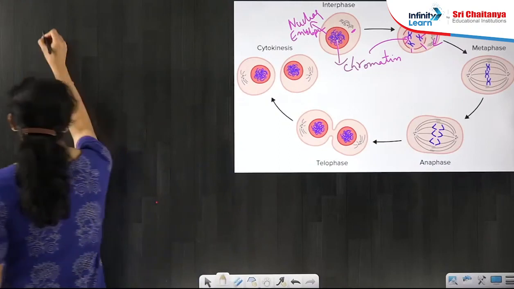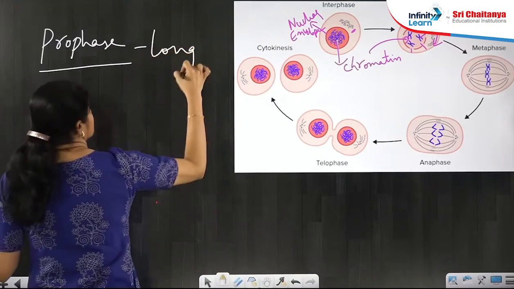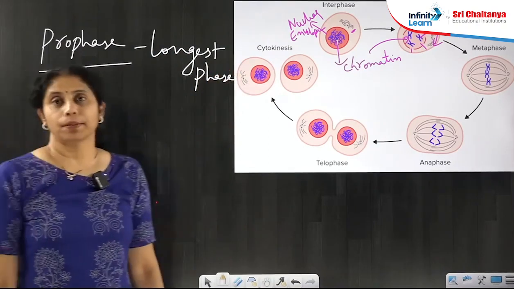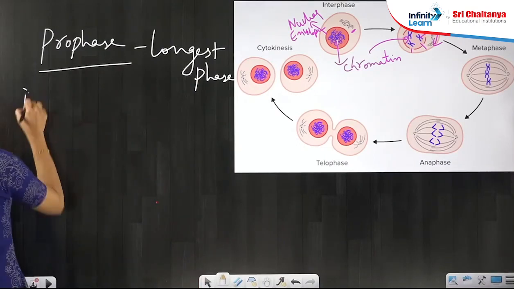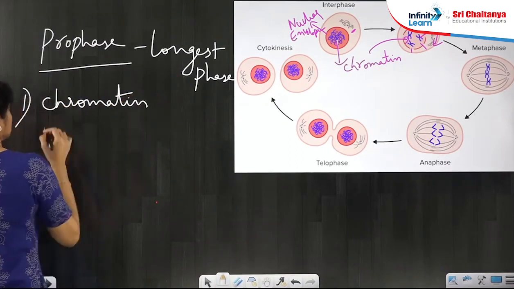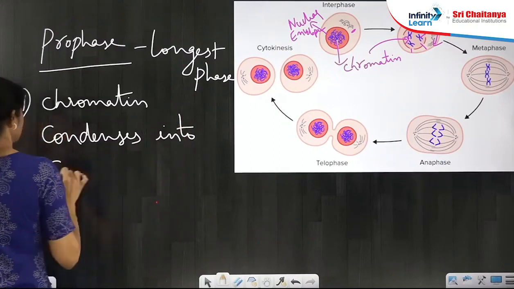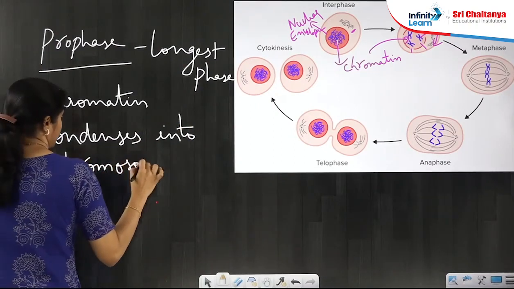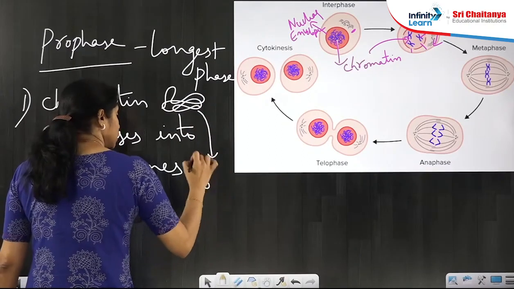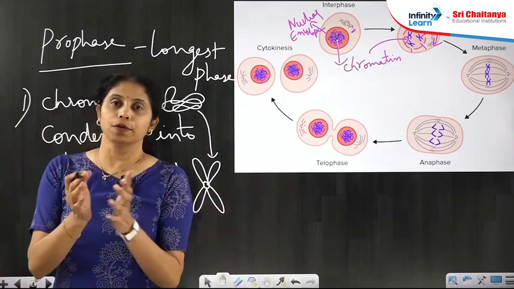Let us see the prophase events. Prophase, which is the longest phase. That means in karyokinesis it will take more time. Okay, longest phase. And the changes which will happen in this, the first change is chromatin condenses into chromosomes. The meaning is this type of chromatin will be turned into this type of chromosomes. They are short, rod shaped, reduced chromosomes.